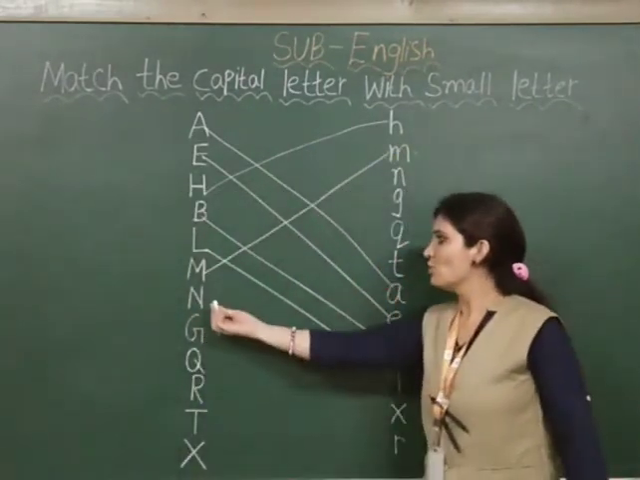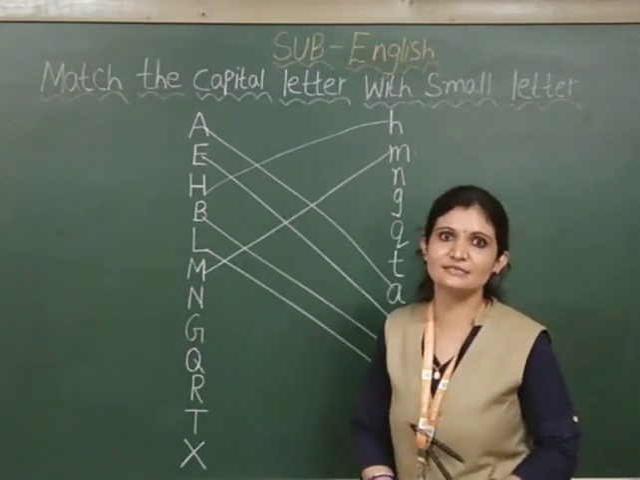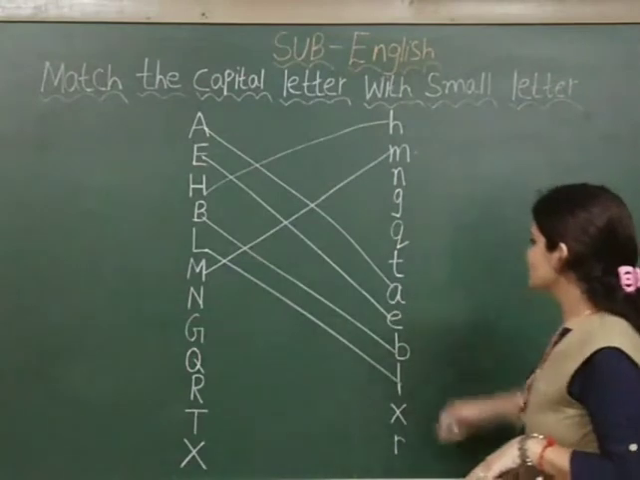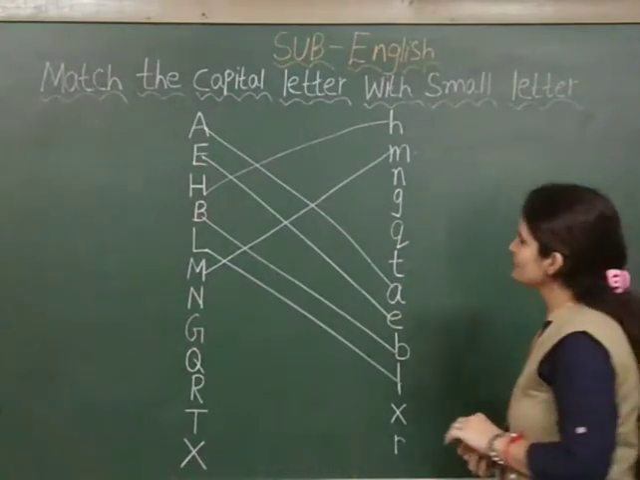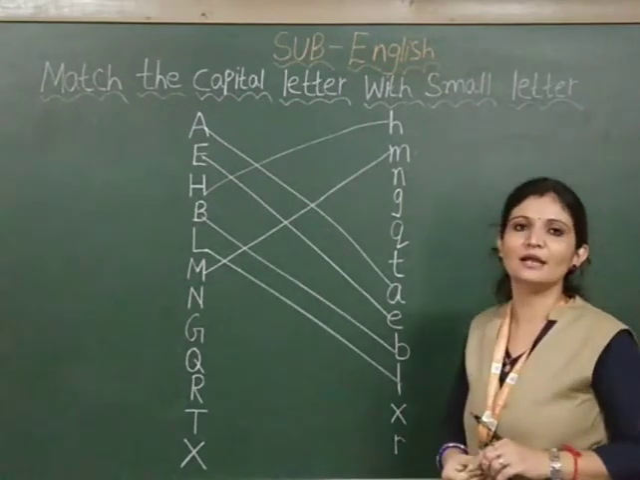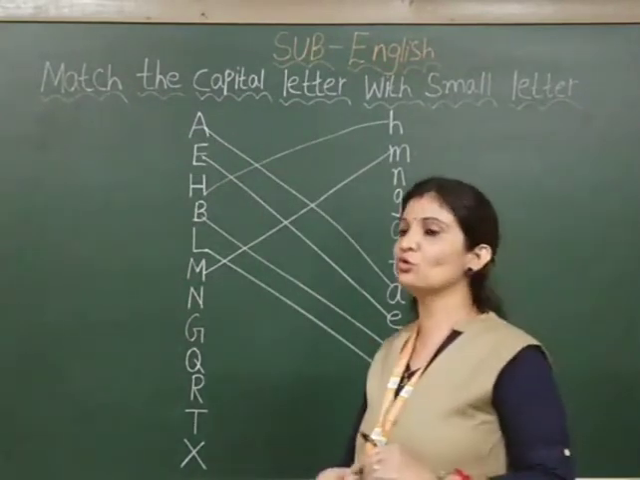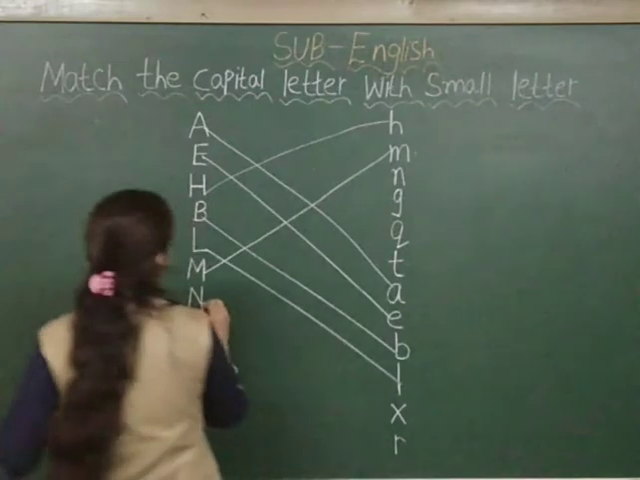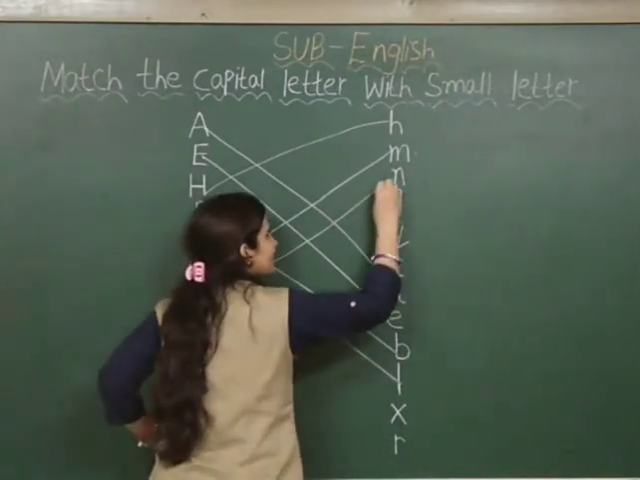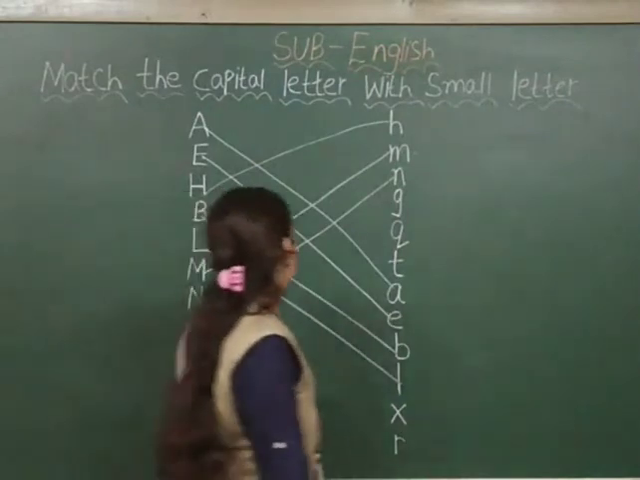Okay. Now, which letter is this? This is N. N for nose. Now we have to find small letter N. Where is it? This one? Yes, this is small letter N. Now what do we have to do? We have to make one line, capital letter to small letter. We have to make one line like this for matching.